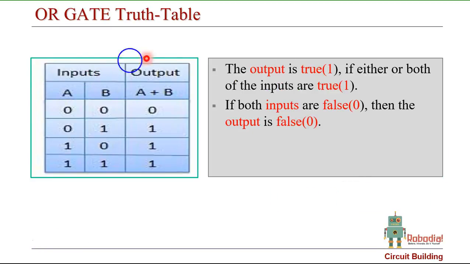If you take a look at the truth table, what would be the output if the input is 0? Both the inputs are 0, output would be 0. If either of the inputs is 1, your output is going to be 1. Even if both your inputs are 1, the output is still going to be 1, it's not going to be 2. So that's how the logic gate works.